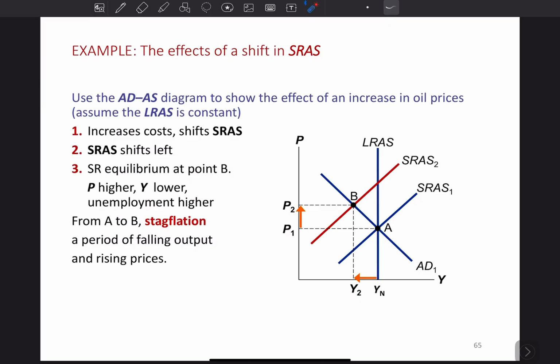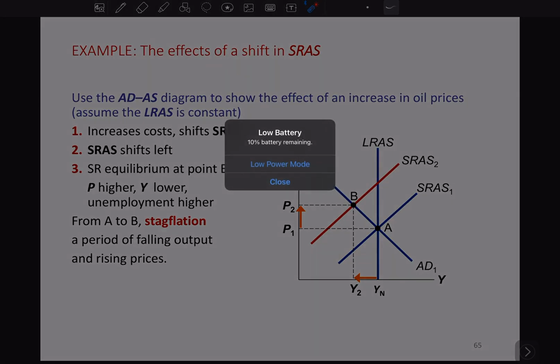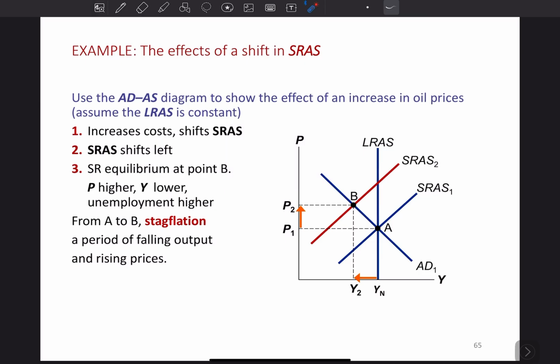Okay, a new short-run equilibrium. At point B, comparing it with point A, you see that the level of the prices is higher while the output will be decreasing, meaning the economy produces less. Unemployment increases, because the firms are not going to be able to afford to hire the same amount of people as before.